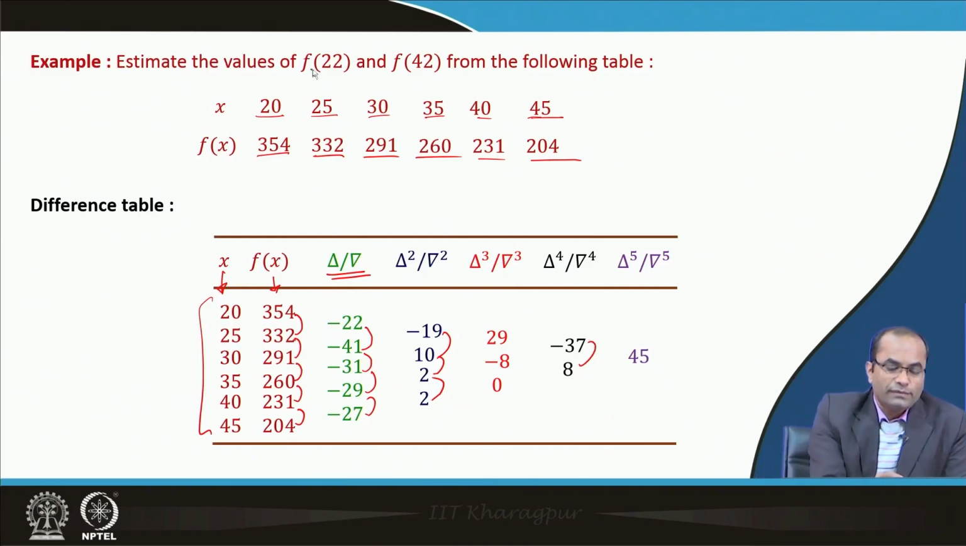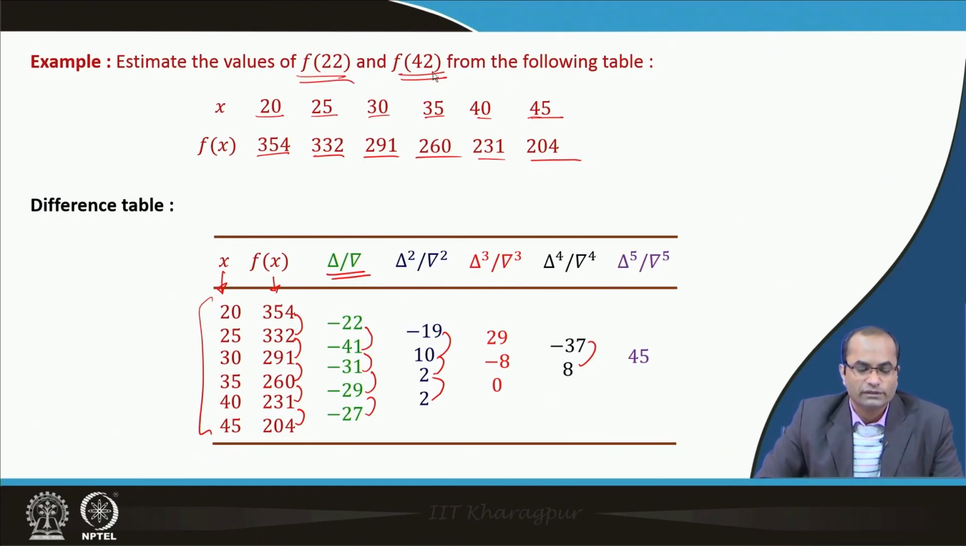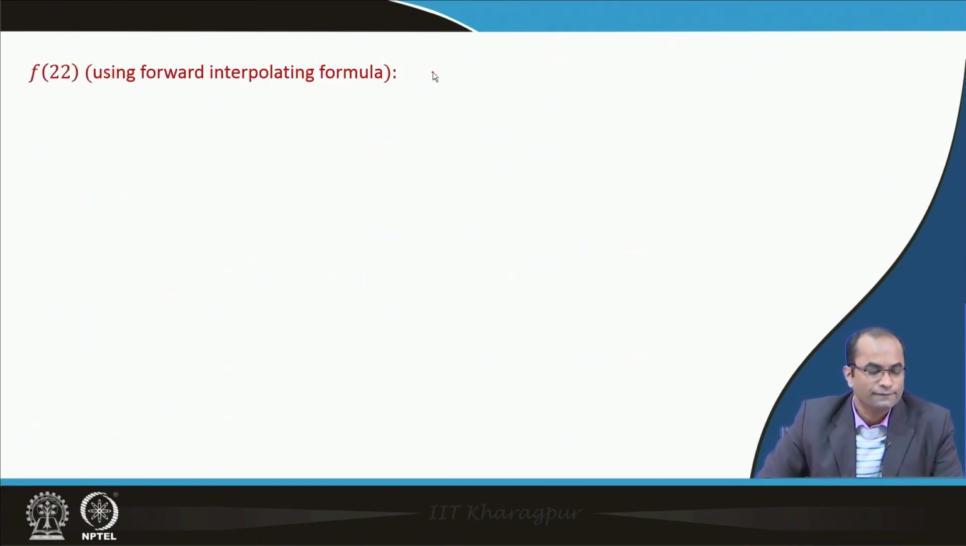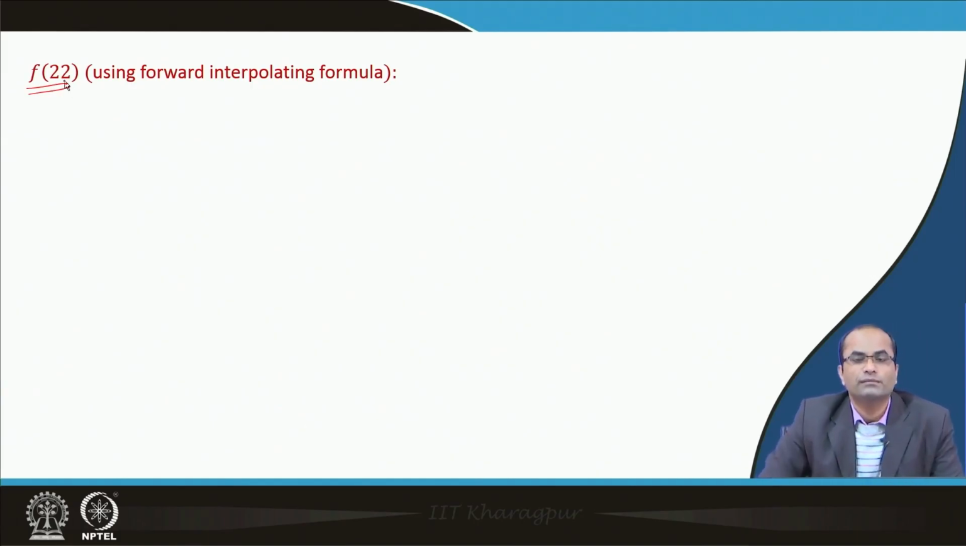So, here we want to estimate f(22) and f(42). We can use the forward or the backward difference formula. Here, for computing f(22), which is at the beginning, because our data starts from 20.